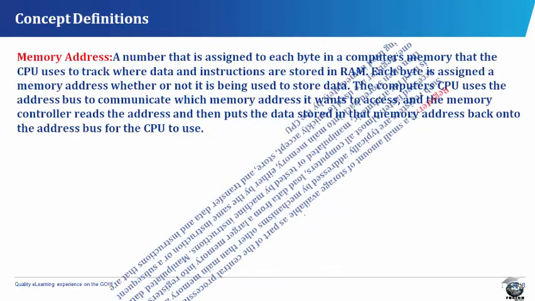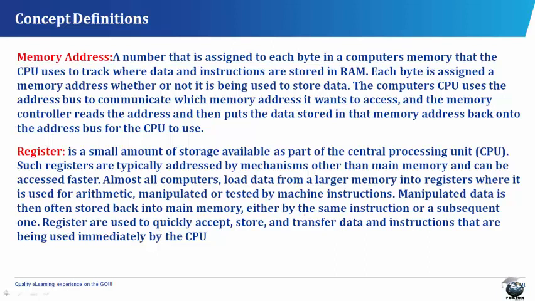We see first of all the memory address. The memory address is a number that is assigned to each byte in a computer's memory that the CPU uses to track where data and instructions are stored in RAM. Each byte is assigned a memory address whether or not it is being used to store data. The computer's CPU uses the address bus to communicate with the memory address it wants to access, and the memory controller reads the address and then puts the data stored in that memory address back onto the address bus for the CPU to use.